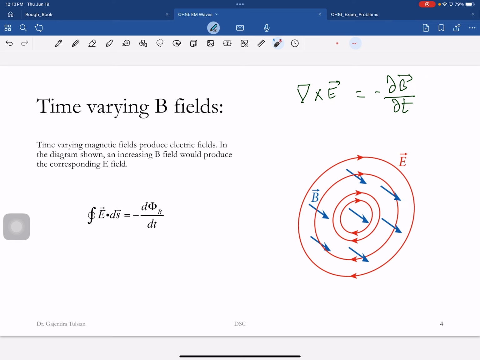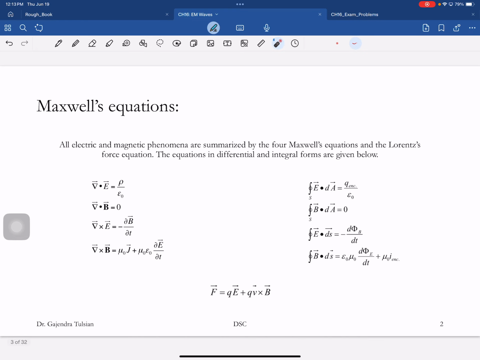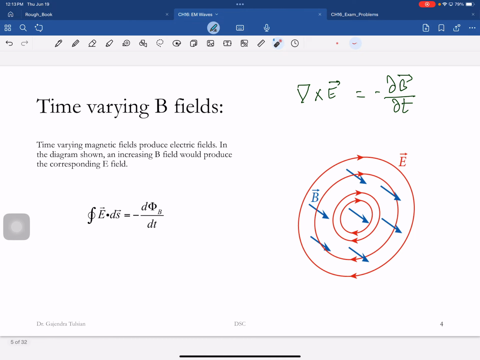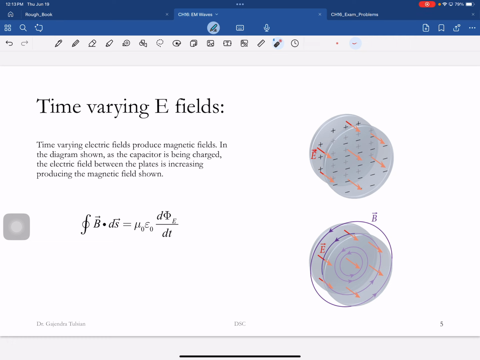And is the converse true? Will time varying electric fields produce magnetic fields? They do indeed, and that's what this equation is telling you. Time varying electric fields are producing magnetic fields. So that's the next slide. If you increase the electric field in this direction, it produces a magnetic field like that. How do you increase an electric field like this? Can you think of a way to increase the electric fields?